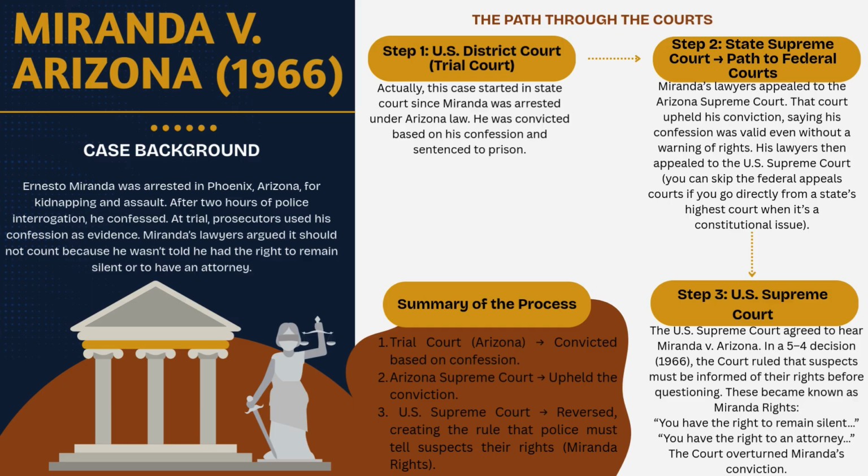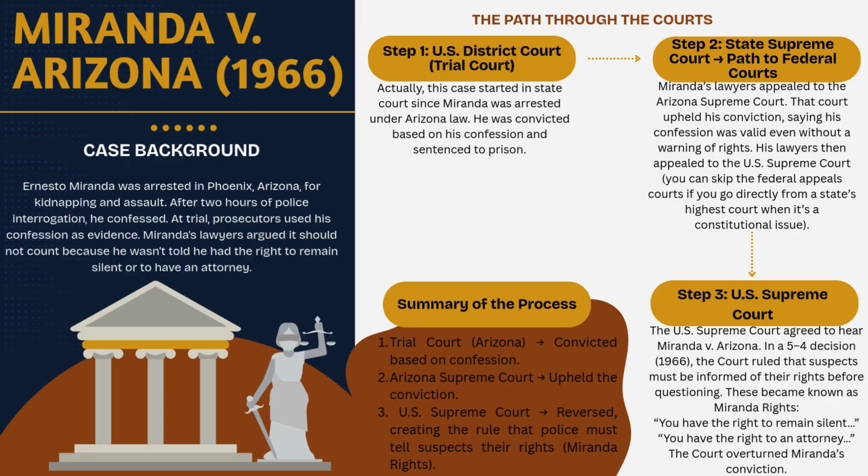And then step three, the U.S. Supreme Court. So the U.S. Supreme Court agreed to hear Miranda versus Arizona and decided it 5-4 in 1966. The court ruled that suspects must be informed of their rights before questioning. These became known as your Miranda rights. So those are as read: you have the right to remain silent, you have the right to an attorney, and the court overturned Miranda's conviction.